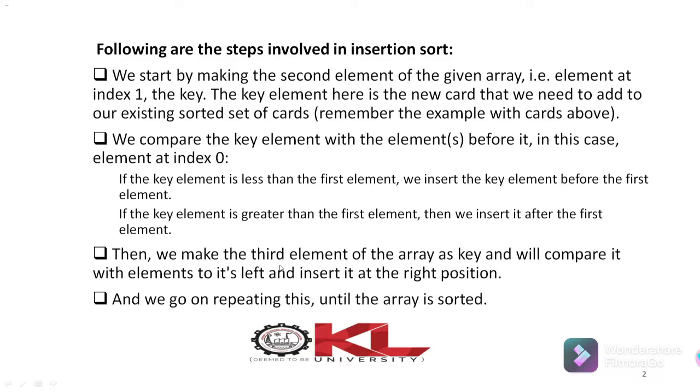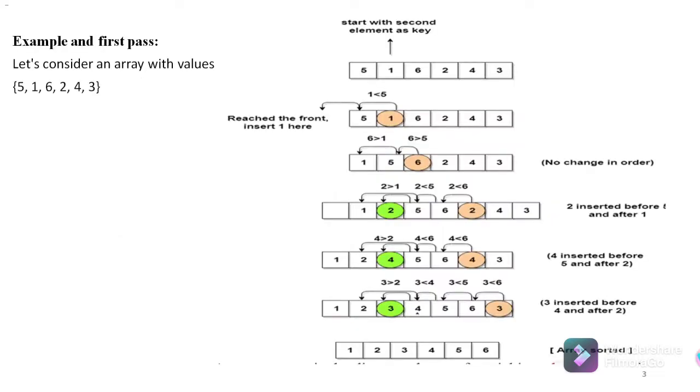Then in pass 2, we take the third element as the key element and compare it with its previous elements on its left side. We find the appropriate position by shifting the elements which are greater than it. We need to repeat this process until the final array we get is the sorted array. So this is an example. Please focus on that. You have the initial list like this: 5 1 6 2 4 3. Here the second element is considered as the key element.